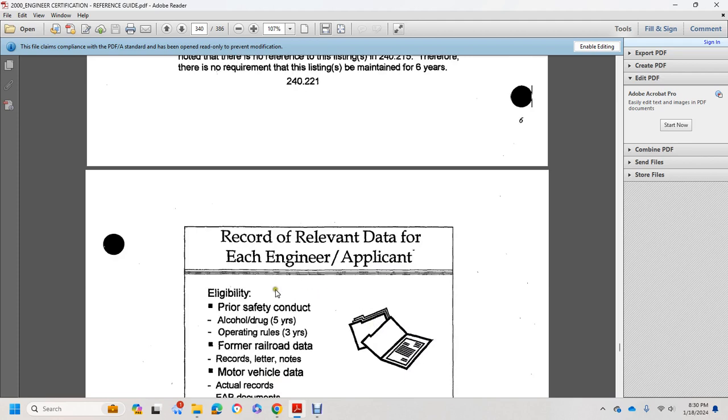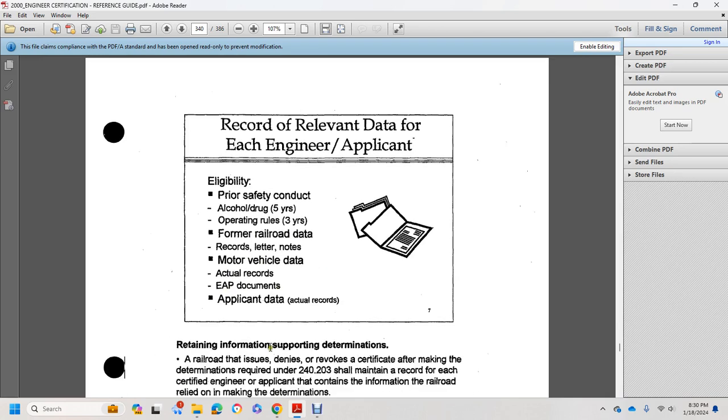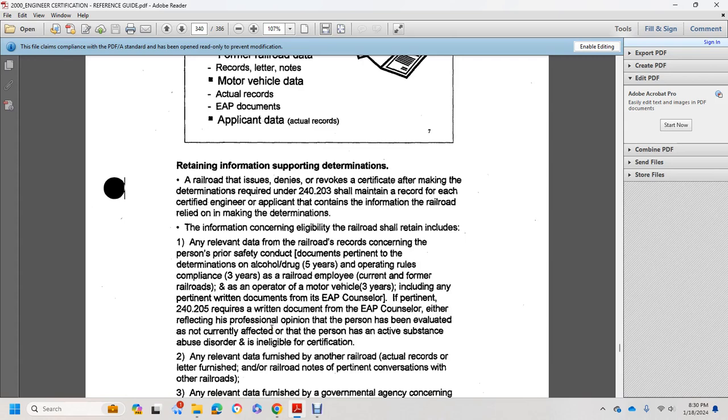Record relevant data for each engineer applicant: prior safety conduct, alcohol and drug history, 5 years of operating rules compliance, and 3 years of former railroad data. Records include letters, notes, motor vehicle data, actual records, EAP documents, and applicant data. The railroad must retain information supporting its determination when it issues denied or revoked certificates, after making the determination required in 240.203, and shall maintain a record for each certified applicant containing the information the railroad relied on.